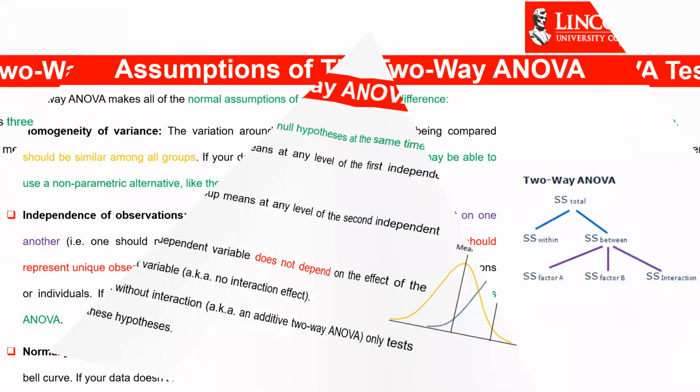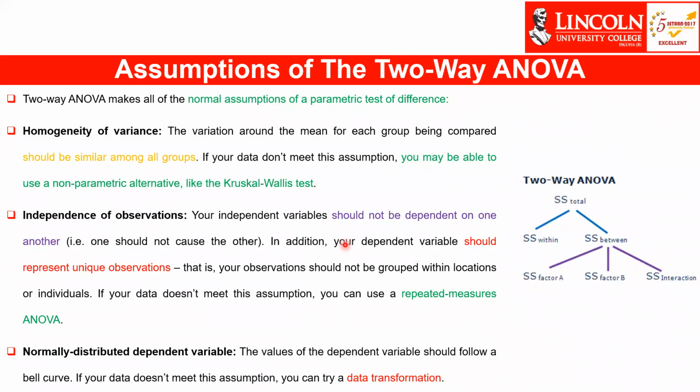Now, it also comes with certain assumptions, which go in line with the previous one, the one-way ANOVA test. Two-way ANOVA makes all of the normal assumptions of a parametric test of difference. One is homogeneity of variance. The variation around the mean of each group being compared should be similar among all groups. If your data don't meet this assumption, you may be able to use a non-parametric alternative like the Kruskal-Wallis test.